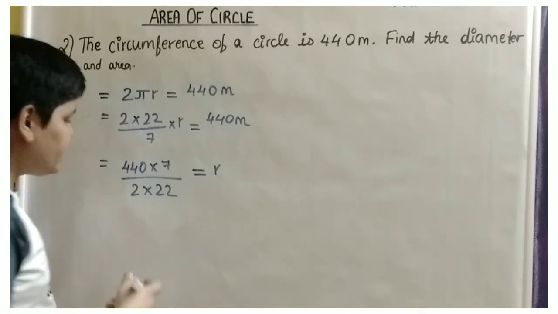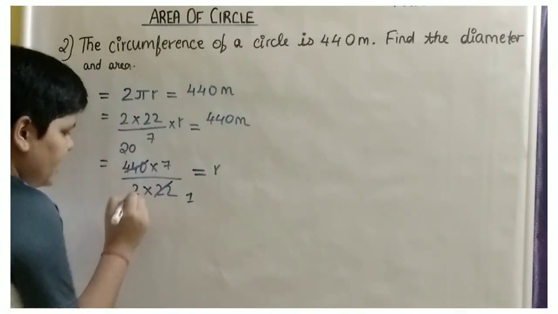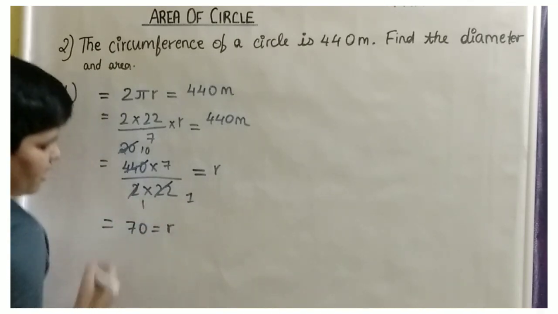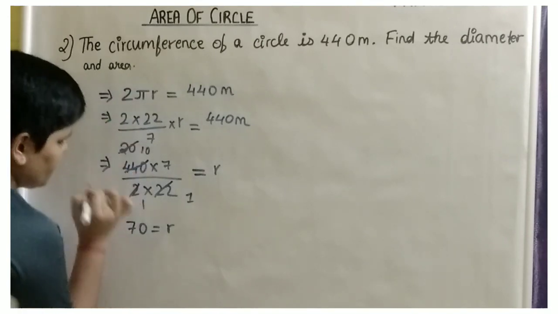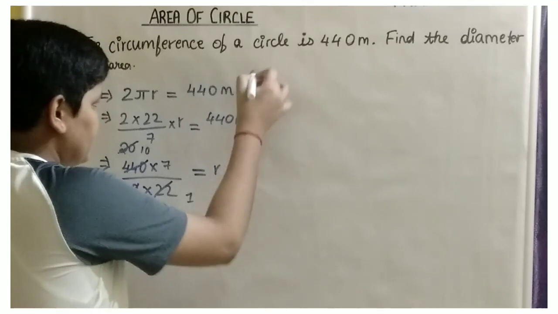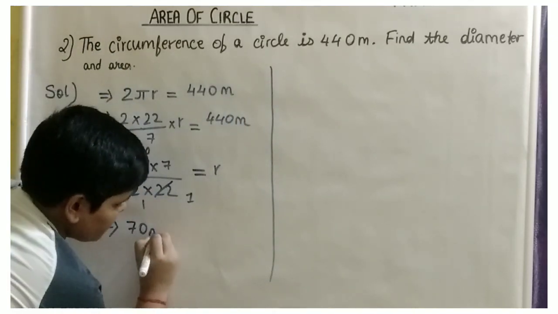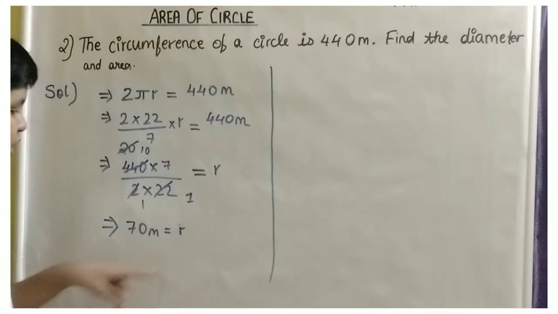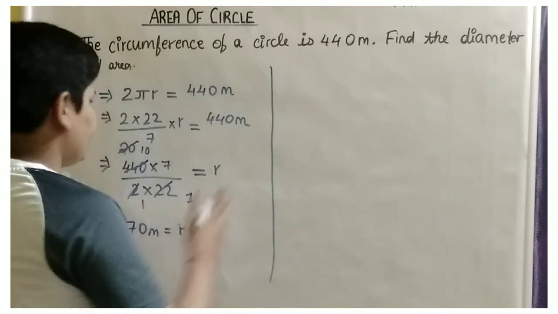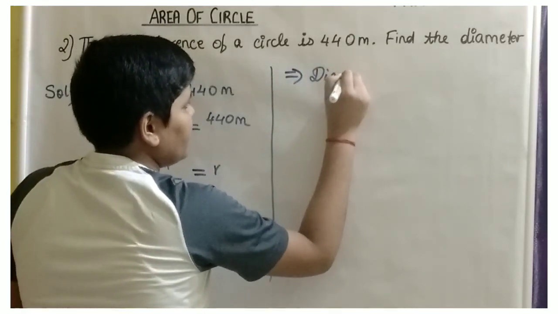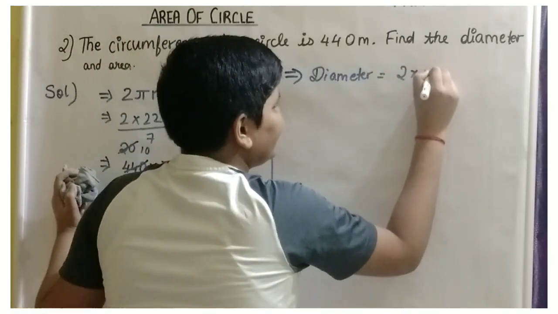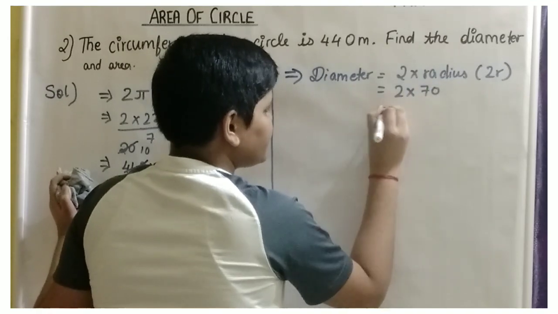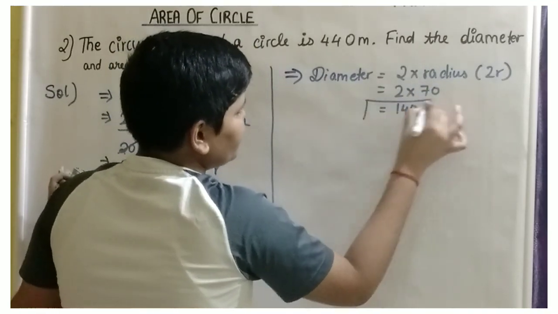22 times 1 and 22 times 2. 22 ones, 22 20s, and then 2 ones are 2 10. So then we are left 10 into 7, that is 70 is equal to radius. So our radius value is equal to 70 meters. Now we have to find out the diameter and the area. Now if we know the radius, we can find both diameter and area. So we go with diameter first. Diameter is equal to 2 into radius, that is 2r, which is equal to 2 into 70, which is equal to 140 meter. So the diameter is equal to 140 meter.